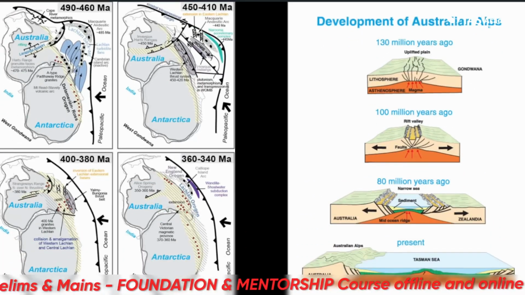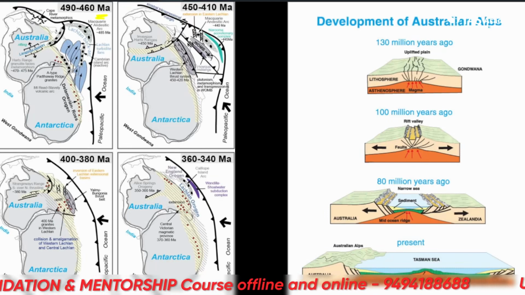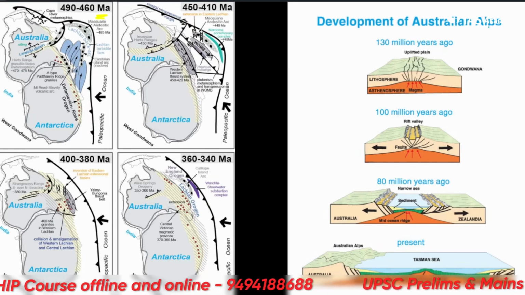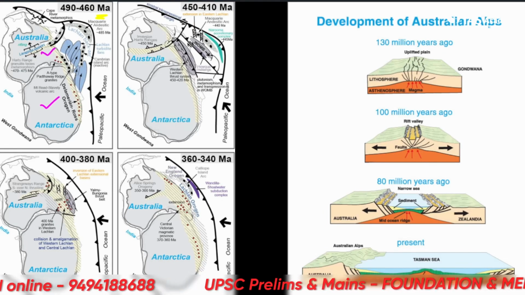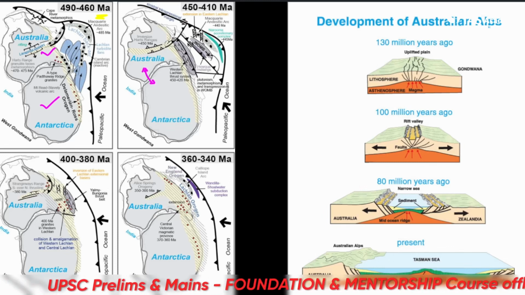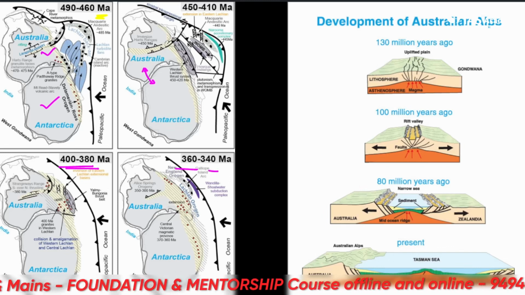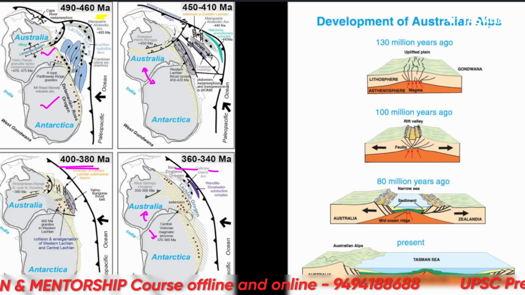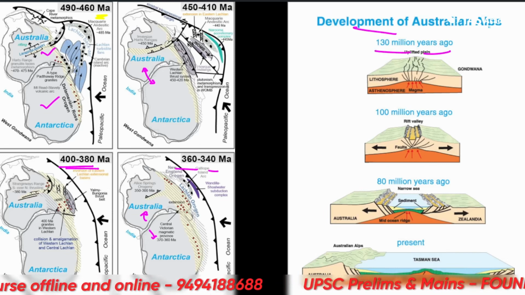So here we can see in this picture that 490 to 460 million years ago, Australia was connected to Antarctica. This is Australia, this is Antarctica, and there was this drifting. Alright, so 400 to 380 million years ago and 360 to 340 million years ago, Australia and Antarctica drifted apart, and they have been going apart. So development of the Australian Alps was like this 130 million years ago.